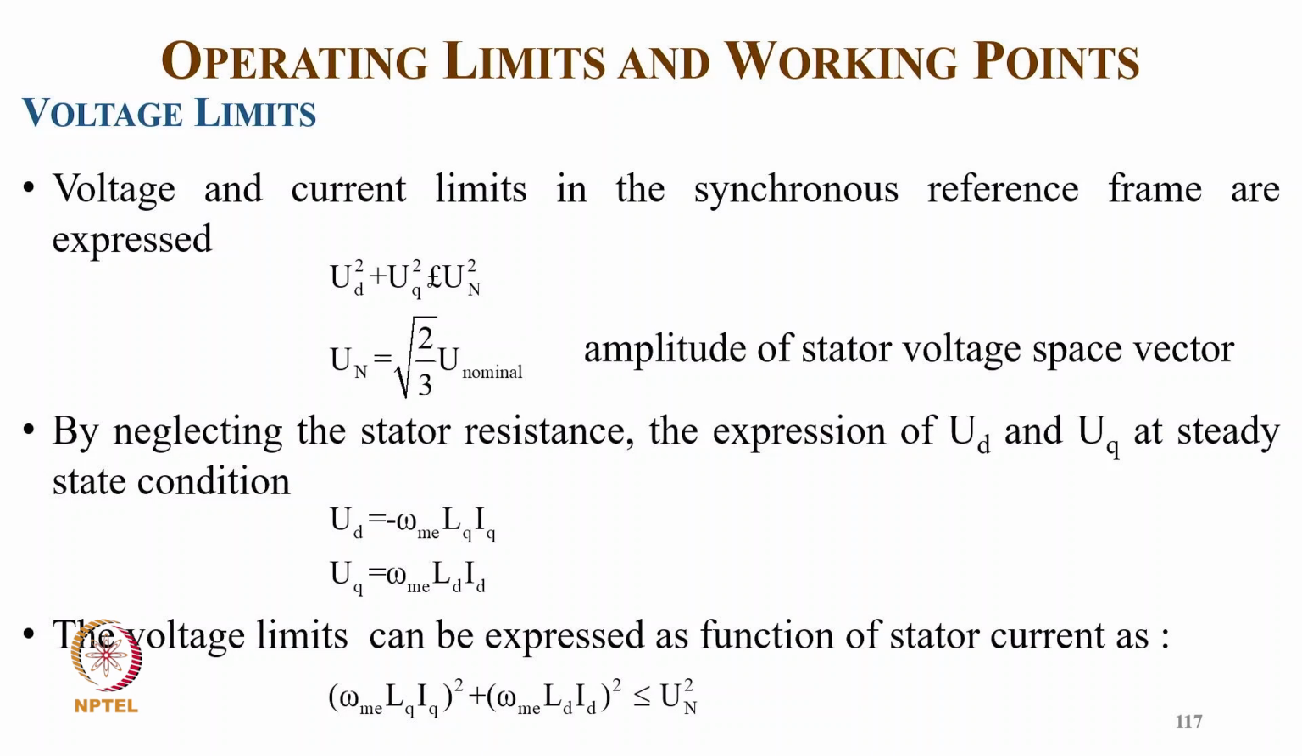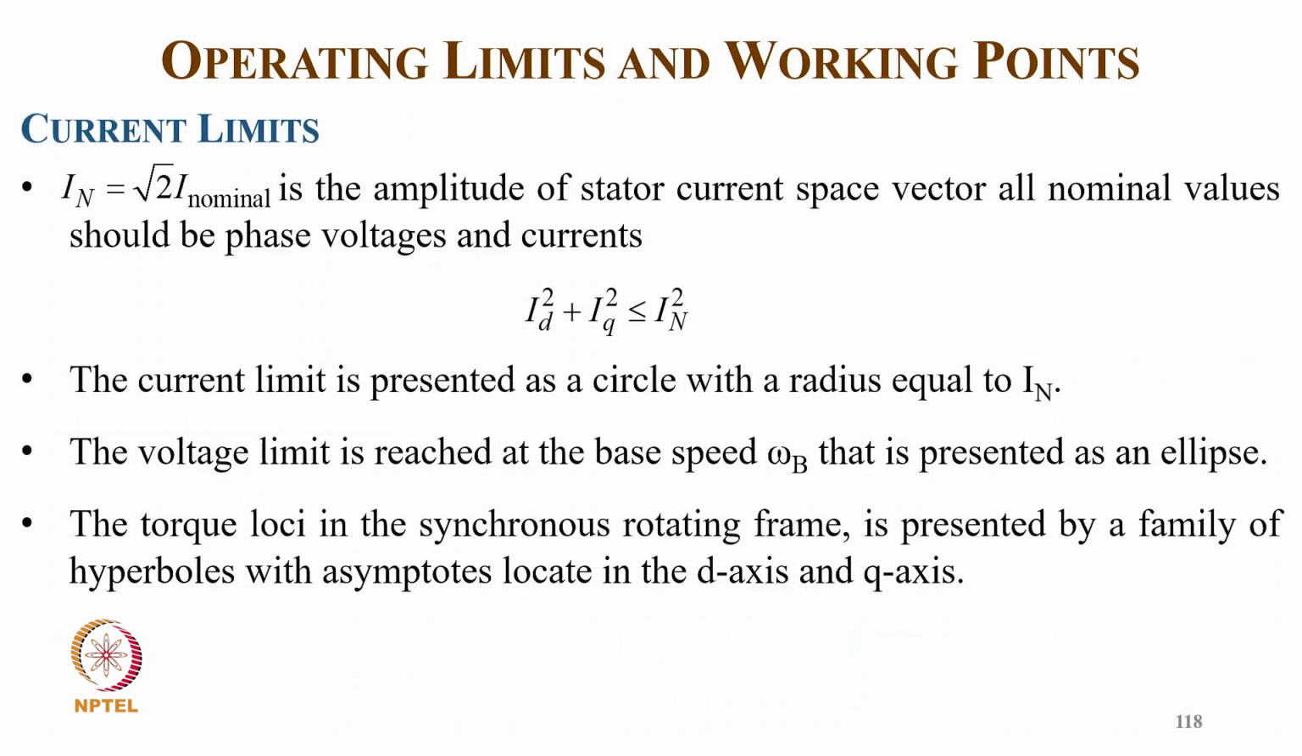Now coming to the voltage limit, the voltage and current limits in the synchronous reluctance motor are expressed as ud square plus uq square equal to U1 square, or U1 equal to the square root of 2 by 3 times U nominal, the amplitude of the stator voltage vector. By neglecting the stator resistance, the expressions for ud and uq at steady state are ud equal to minus omega me lq iq and uq equal to omega me ld id. The voltage limit can be expressed as a function of the stator current as (omega me lq iq) square plus (omega me ld id) square less than U1 square.